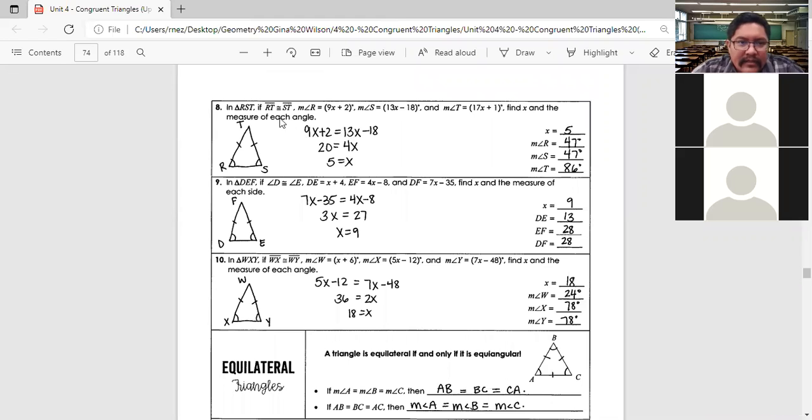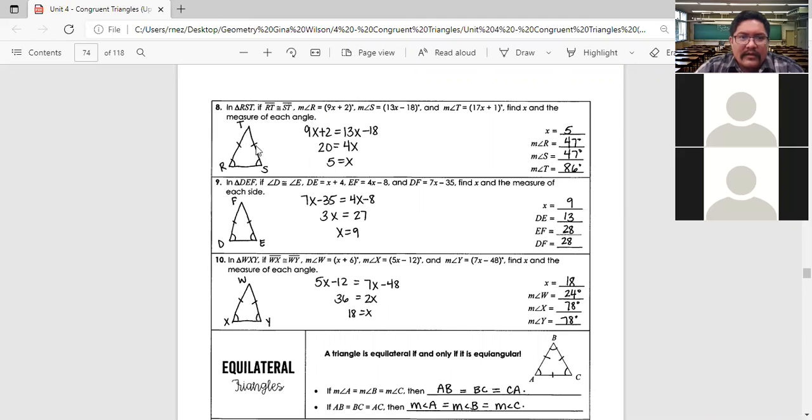So let's see, in triangle RST, you're going to have to draw that yourself. It says RT is congruent to ST. So when you label it, make sure you have those two as your legs. Well, not the base legs, just legs. Those are the 2 sides that would be the same.